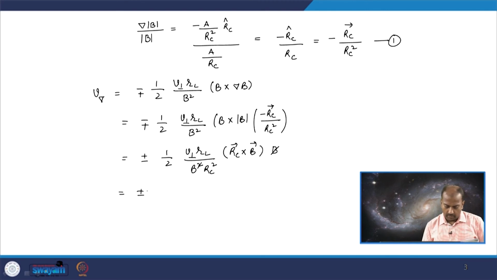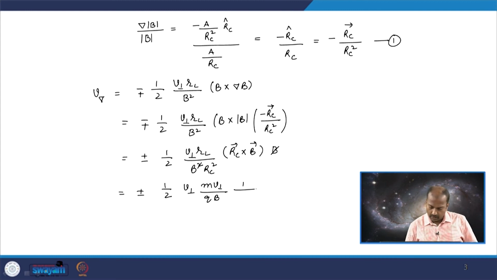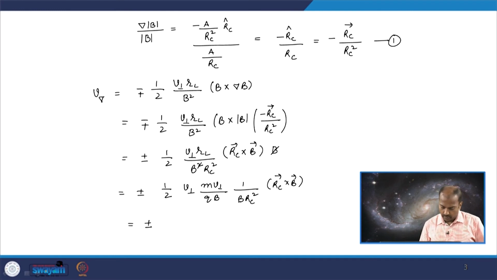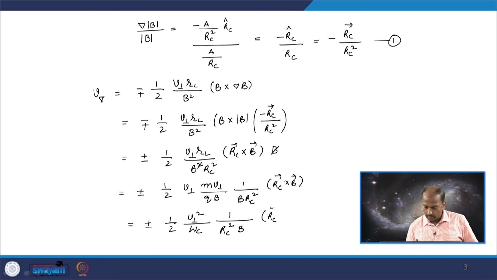Now, we will get plus minus half V perpendicular, M V perpendicular by QB, times 1 by B RC square times RC cross B, which is equal to plus minus half V perpendicular square divided by omega C times 1 by RC square B times RC curl B.